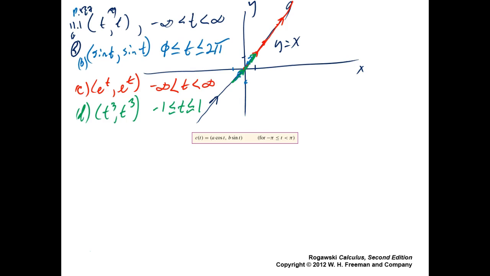Because of what you did here. If you had been going from negative infinity to positive infinity, it would be the whole line, just like the dark blue line was. I guess that's instructive. It's interesting anyway.